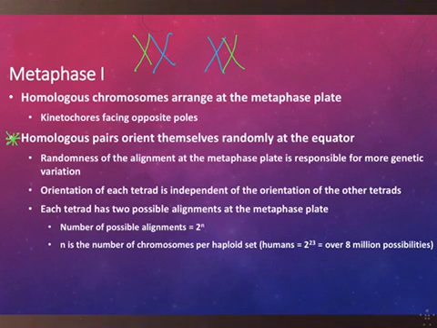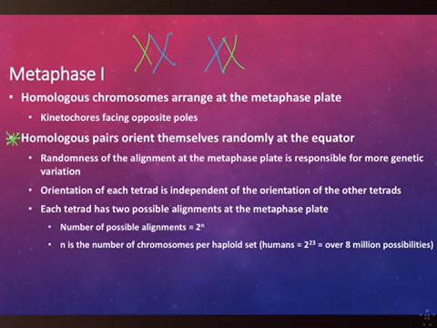Each orientation of each tetrad is independent of the orientation of the other tetrads. Humans would have 23. So just because the first tetrad goes green-blue doesn't mean the second tetrad has to go blue-green. It could go green-blue, green-blue, green-blue, blue-green. They don't affect one another. So, like I said, they each have 2 possible arrangements at the metaphase plate.